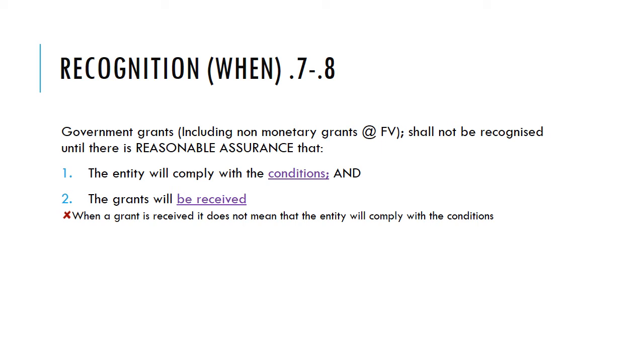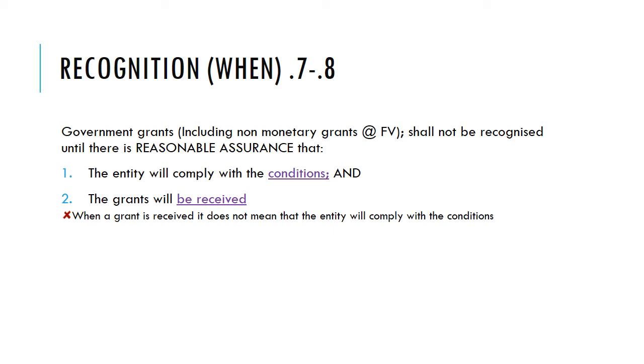Paragraph 7 and 8 gives us the guidance. Okay. Government grants, including non-monetary grants at fair value, shall not be recognized until there is a reasonable assurance that. So here are two criteria, and remember it's and criteria, so you have to meet both requirements. Okay. So we need to be reasonably sure that the entity will comply with the conditions and that the grant will be received. Okay, very important.